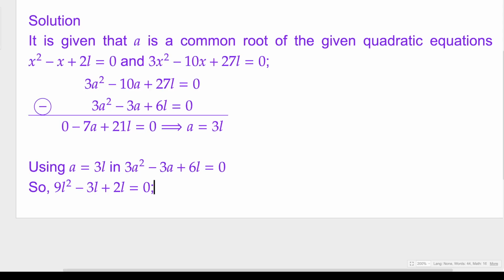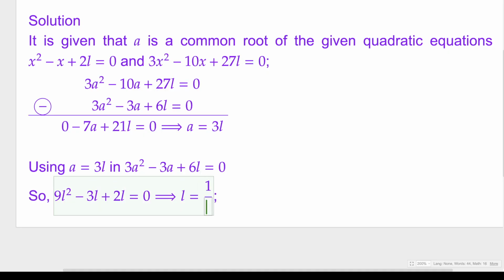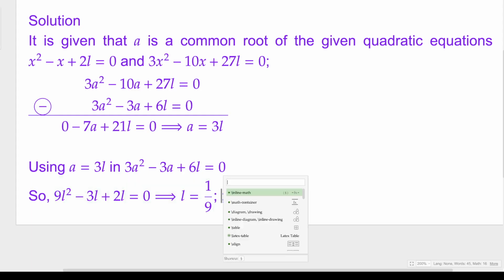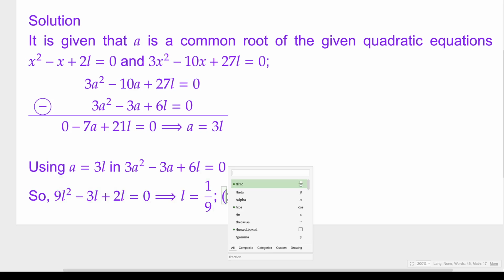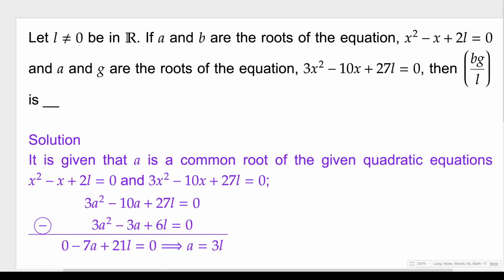Now, after the substitution, we can extract the value of L. This is a quadratic, and on solving this one, I'll be getting L equals 1 over 9. The other root, L equals 0, is rejected, because it is already mentioned in the problem statement that L cannot be 0.